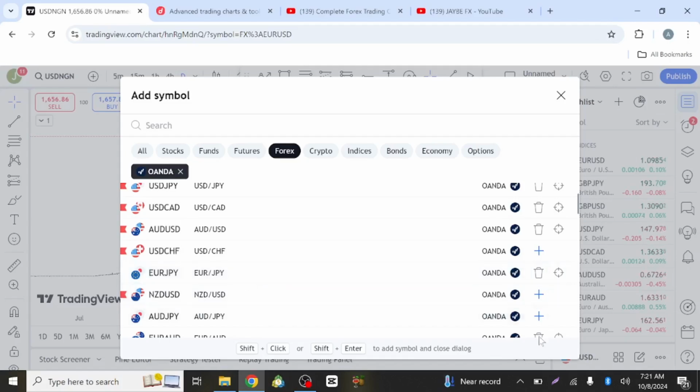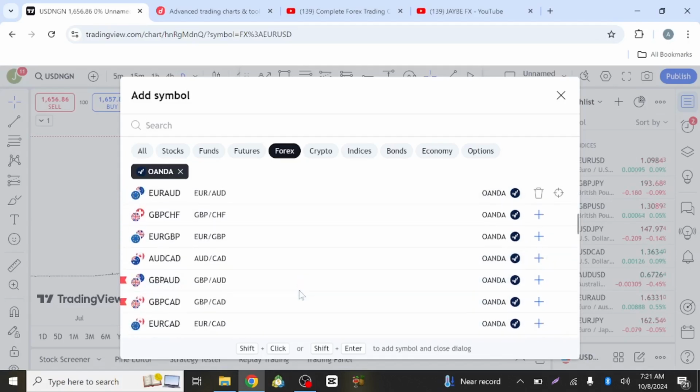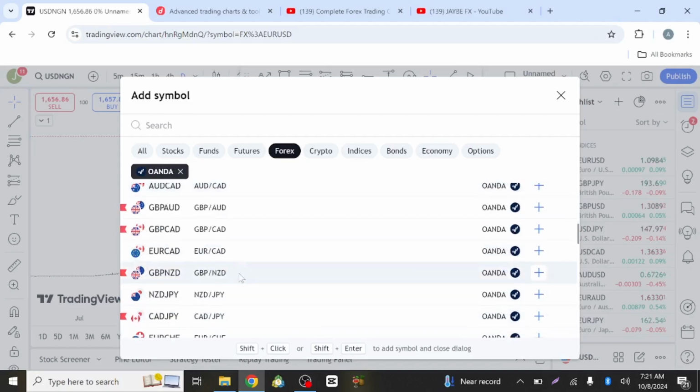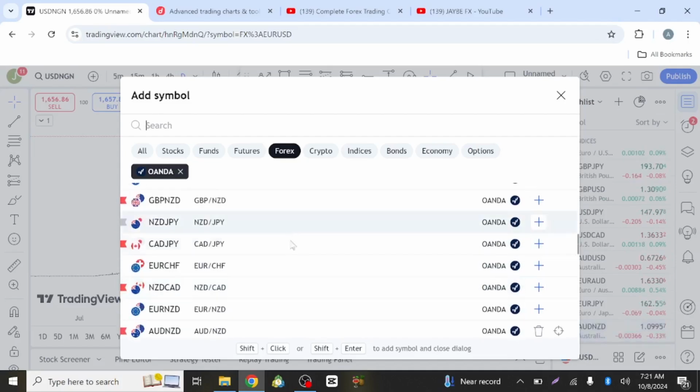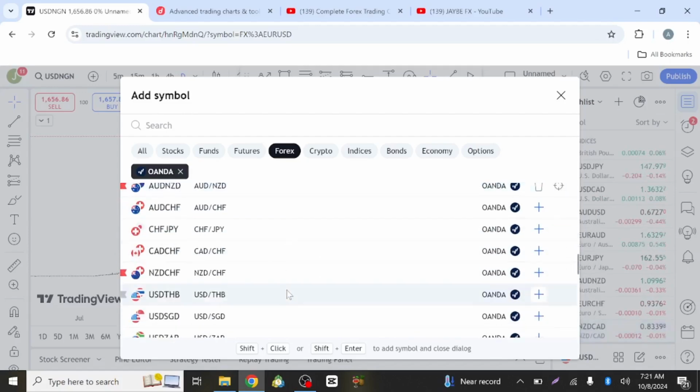What I do is I come here, I list a bunch of them on my watch list. Where is NZD CHF, AUD USD, AUD NZD, Euro CHF, NZD CAD? I'm looking for NZD CHF. Look at it, NZD CHF.